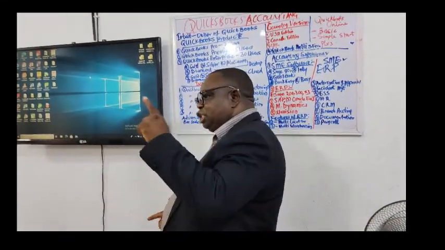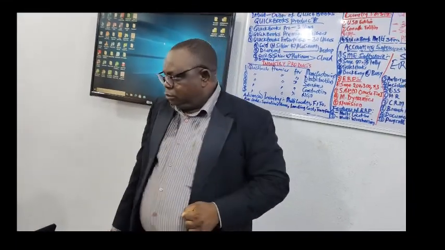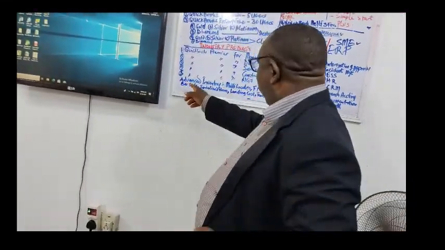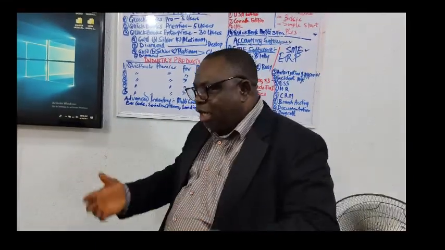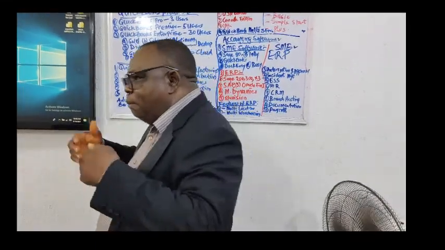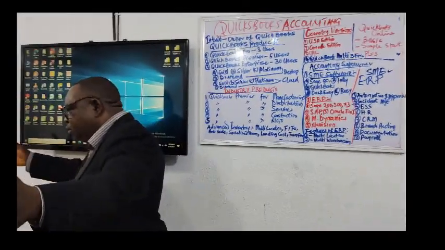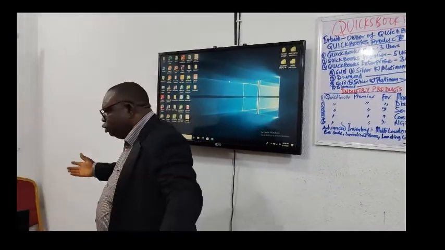Why? Because of the special feature that the two of them have. And what is that special feature? It is called the advanced inventory feature. Look at it here. And what is the advanced inventory feature? With it, you will be able to manage multi-warehouses. You manage warehouses in Benin, in Akure, in Lagos, and even outside Nigeria.